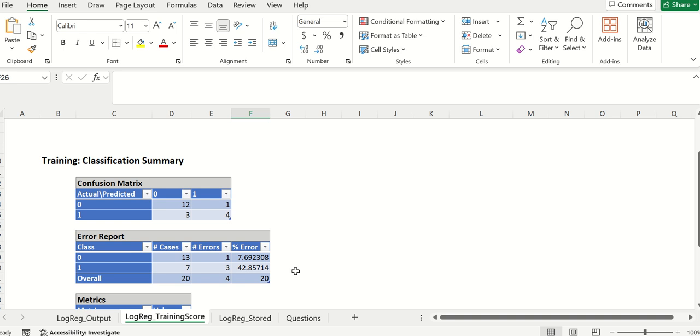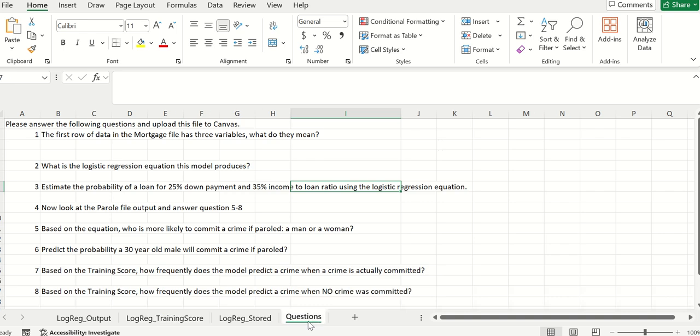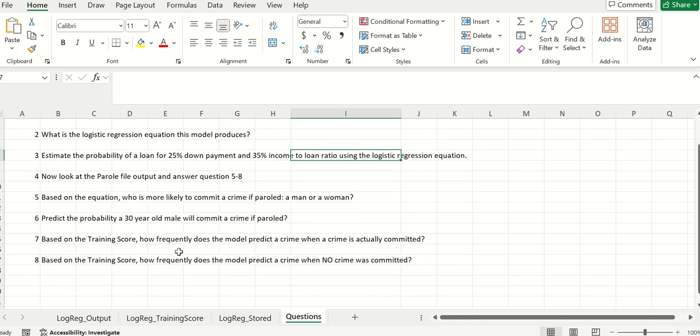So again, everything that we're trying to do right now is create models. Some models are useful, some models aren't as useful. And what we can see from this logistic regression is that sometimes they are useful in predicting when no crime was predicted or when a crime was predicted. So hopefully that gets you through this. Hopefully it gives you some direction on how to go through these questions.